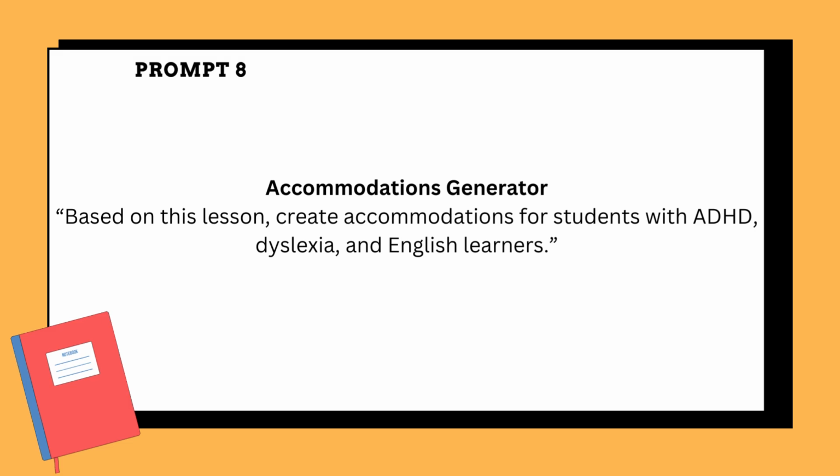Prompt number 8, accommodations generator. So you would enter, based on this lesson, create accommodations for students with exceptionalities and English language learners. You can be broad or you can be specific and say what those exceptionalities are in your classroom. You could say for students with autism, ADHD, dyslexia. You would enter that into the prompt, and the AI will generate accommodations that will help meet the needs of all of your diverse learners.